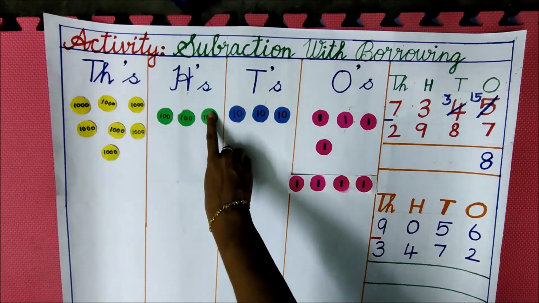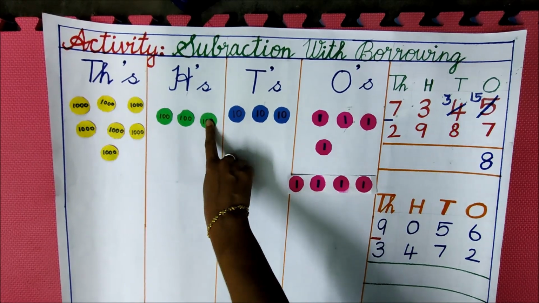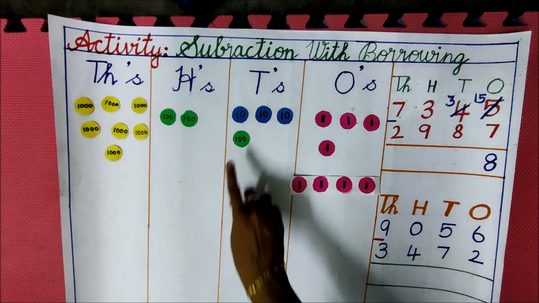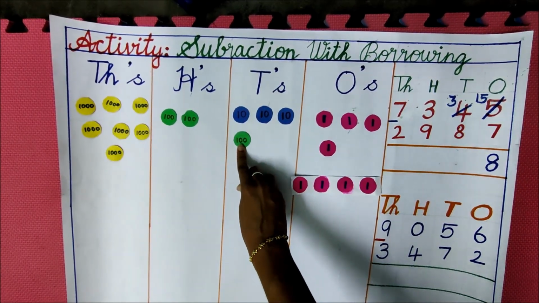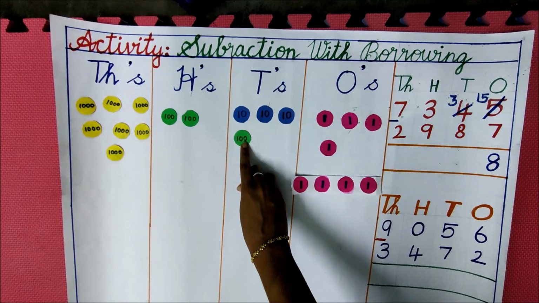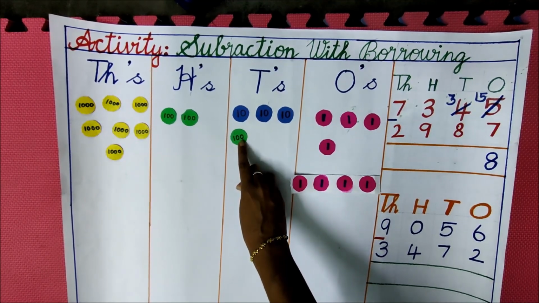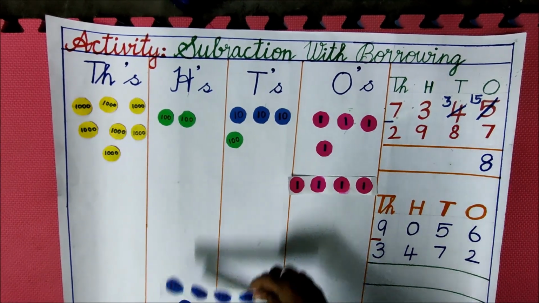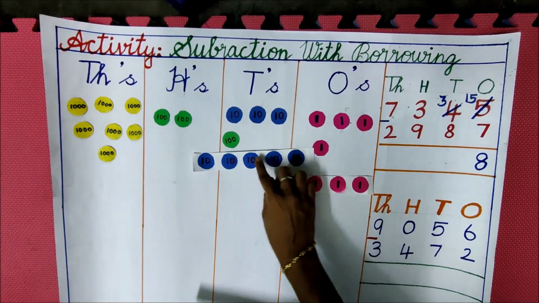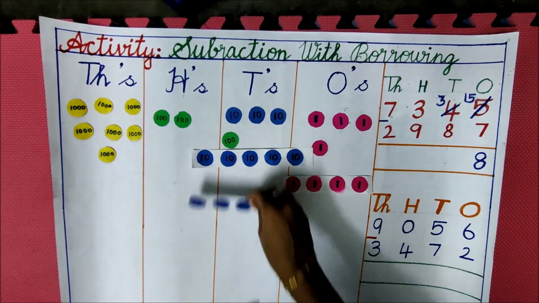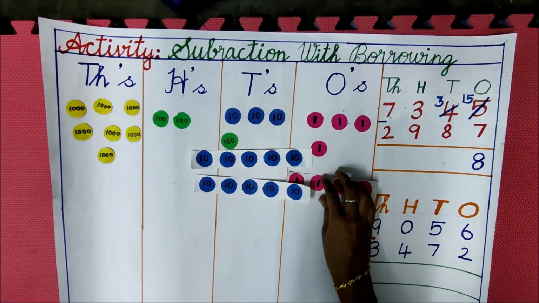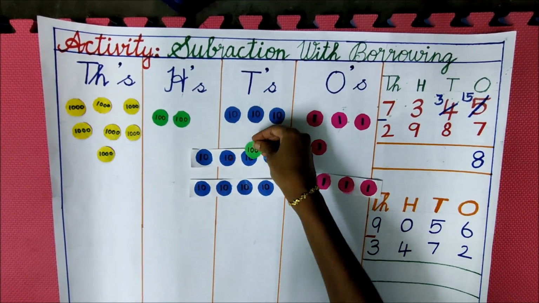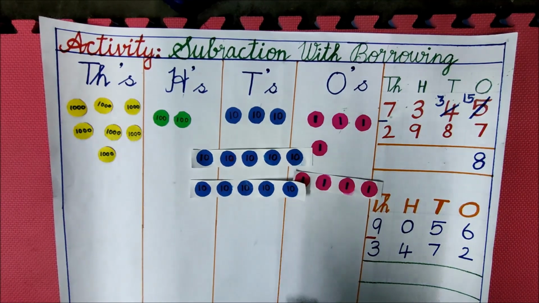So I am going to borrow one from hundreds place. See now, 100 is equal to 10 tens. So instead of this 100, I am going to keep 10 tens. See, 1, 2, 3, 4, 5. 1, 2, 3, 4, 5. So I have kept here 10 tens instead of this 100.